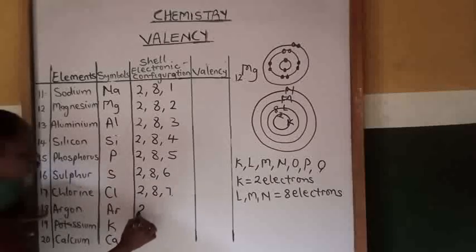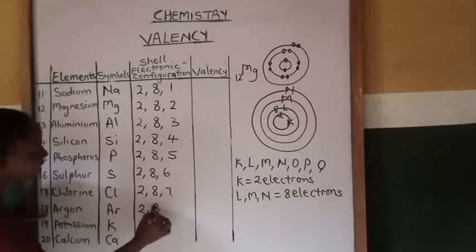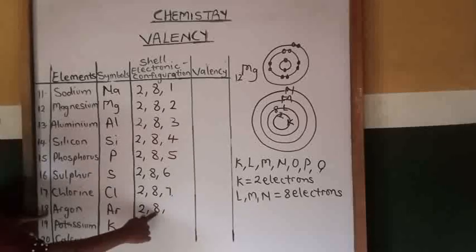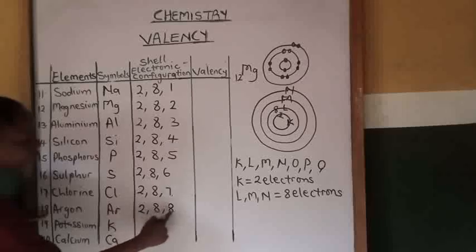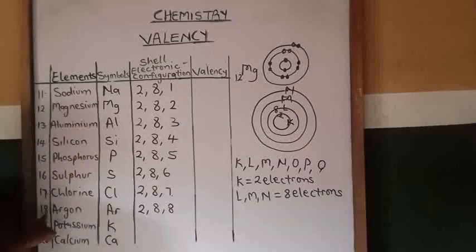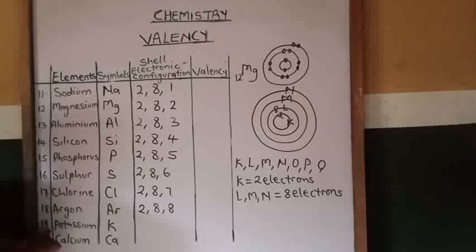So the first shell will take 2. The second will take 8. 2 plus 8, that is 10. So we are going to 18 minus 10, that is 8. So 2 plus 8 plus 8 will give us 18. Then let's move to potassium.